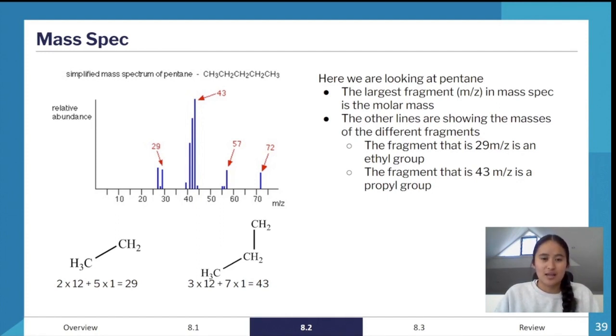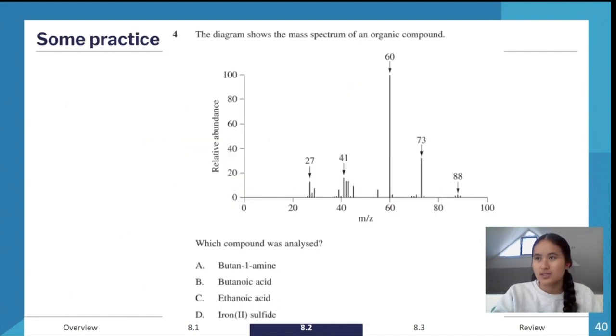when trying to figure out the organization of an organic molecule. You'll know straight away that 43 means there are 3 carbons, a propyl group, and it's super good to remember. But yeah, that's mass spec basically.